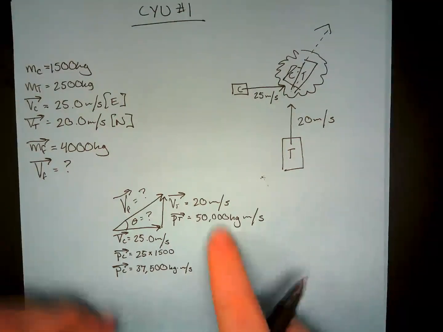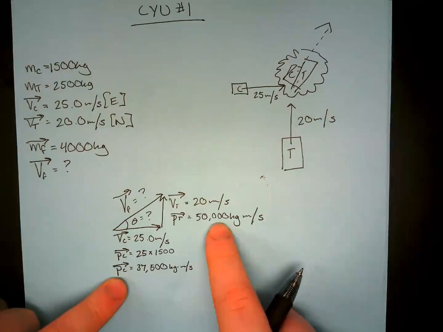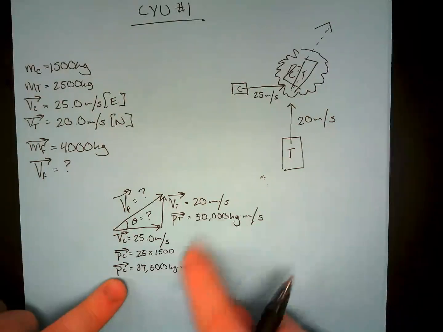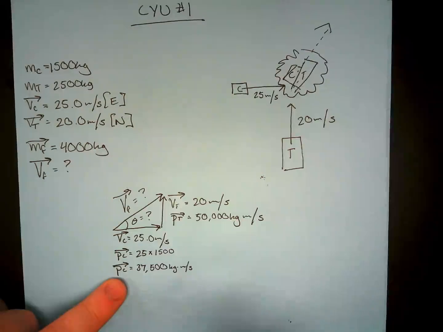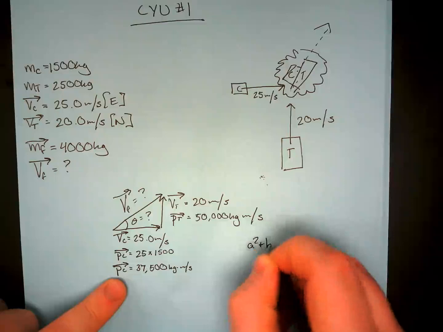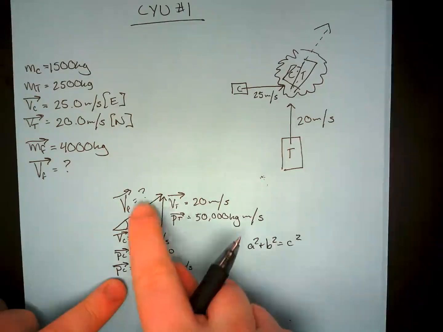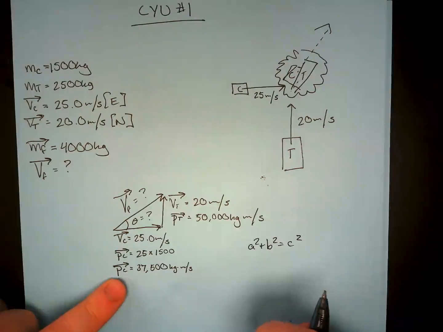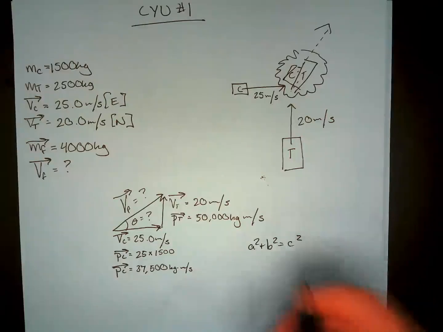Okay. Now we have units and measurements that take into account both the velocity and the mass. We can use a squared plus b squared equals c squared in order to find the final momentum of these two objects. So let's just do that.